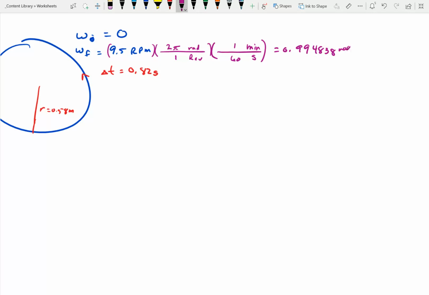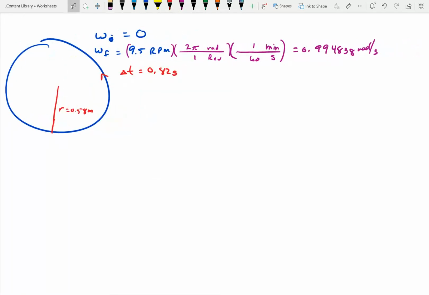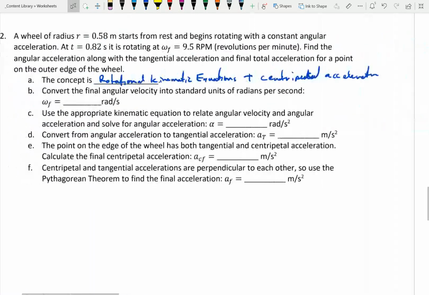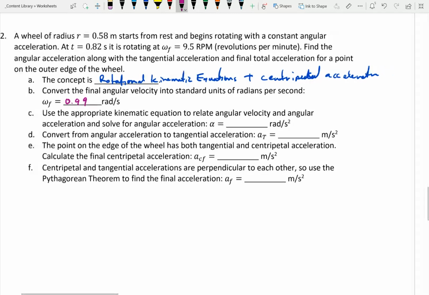0.994838 radians per second. Now, why did I keep all those ridiculous units? Well, because that way I won't have a round off there stinging me in the future. To significant digits, that's only 0.99. So I put 0.99 here because that's the significant digits, but I need to keep them all for future calculations.